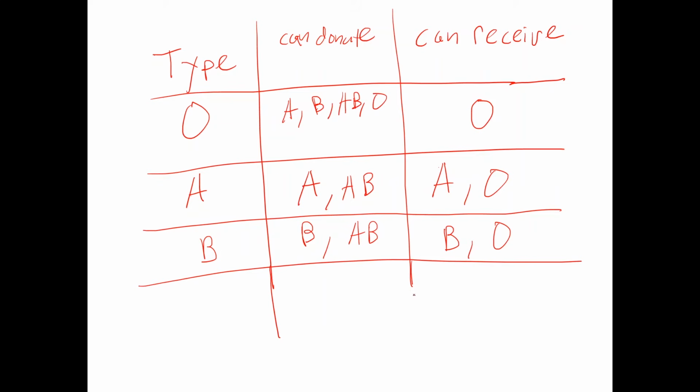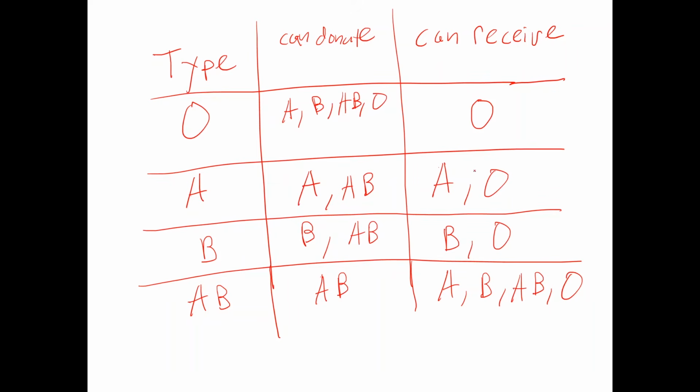And then lastly here, AB can only donate to other people with AB, because if they try to give it to A, the problem is A has antibodies to B. If they try to give it to B, the problem is B is going to have antibodies to A, so it's just not going to work out. However, they can receive from everybody. So they can receive A, they can receive B, they can receive AB, and obviously type O.